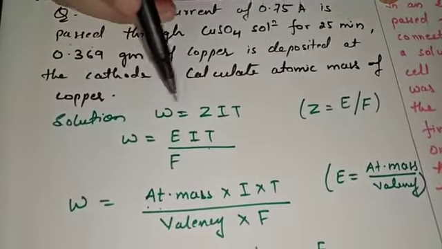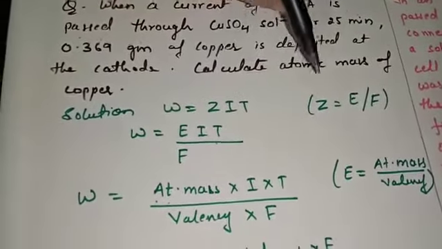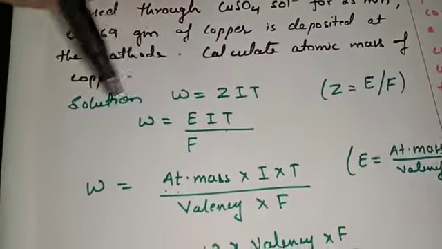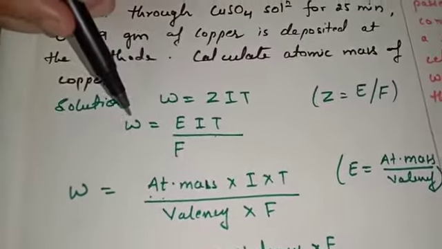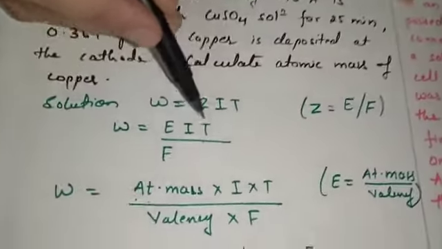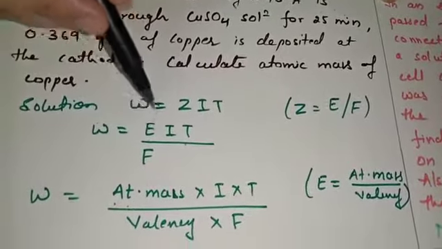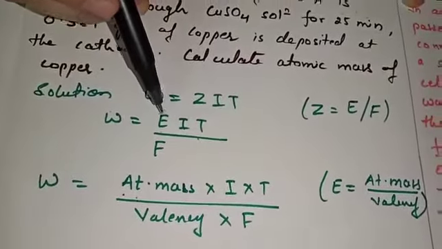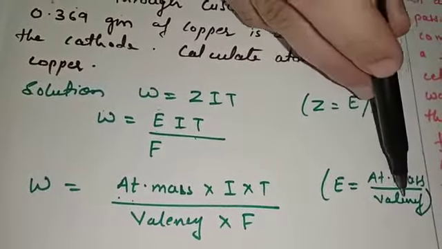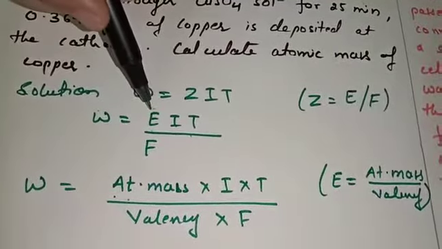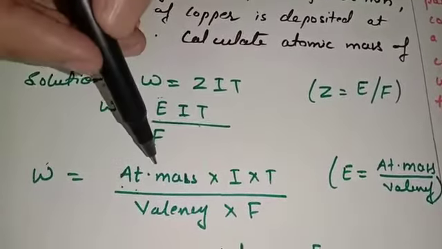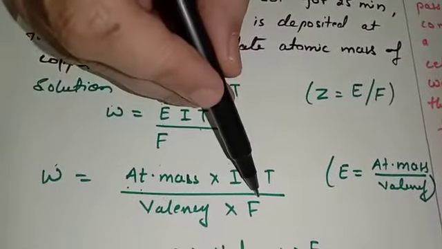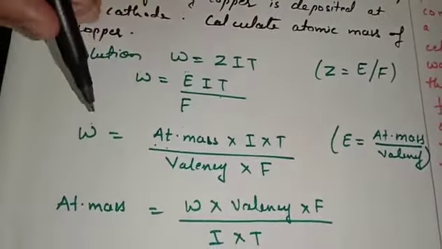The formula is W equal to ZIT. We know that Z is equal to E upon F. Modifying this formula, it becomes W is equal to EIT upon F. But the value of equivalent mass is not given in our question, so we have to calculate the value of E also. E is equal to atomic mass upon valency. Again modifying this equation, it becomes W is equal to atomic mass into I into T upon valency into Faraday's constant.